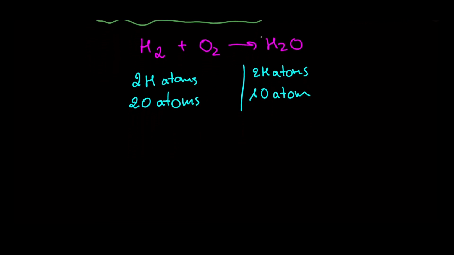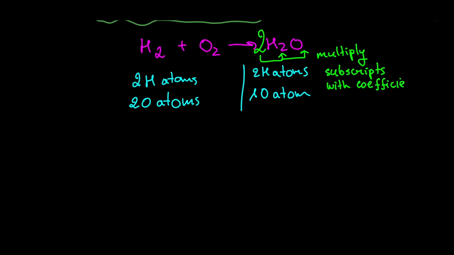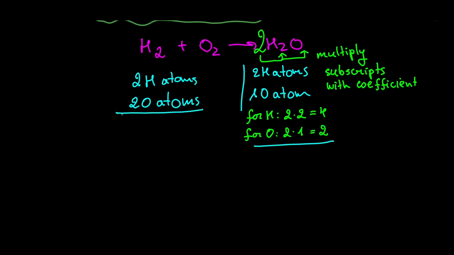We can only write coefficients before compounds. For example, what happens if I write coefficient 2 in front of the water molecule? Coefficients change the number of atoms present in the reaction. All we do is multiply atoms of hydrogen and oxygen by a coefficient. In this case, it's 2 times 2, which is equal to 4 for hydrogen, and 2 times 1 for oxygen. So now, after the reaction, we have 4 atoms of hydrogen and 2 atoms of oxygen. Note that after we wrote the coefficient, we got an equal number of oxygen atoms, but the number of hydrogen atoms after the reaction increased to 4.